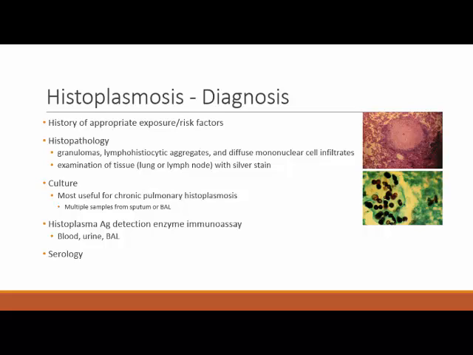Culture is noted to be the most useful, especially for chronic pulmonary histoplasmosis. The sensitivity of respiratory cultures is much lower in localized disease or acute disease. And you typically require several samples from sputum or BAL. It can be detected in up to 60 to 83% of patients with acute pulmonary histoplasmosis, depending on the extent of lung disease. But the sensitivity is higher in the chronic pulmonary disease.